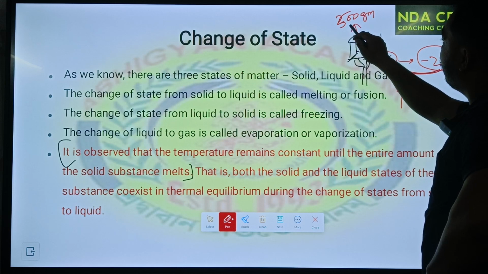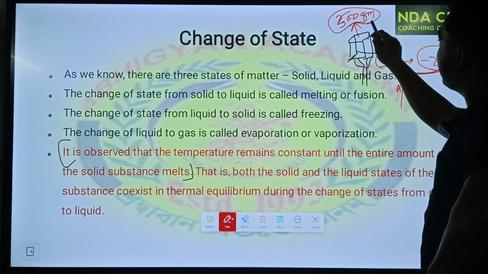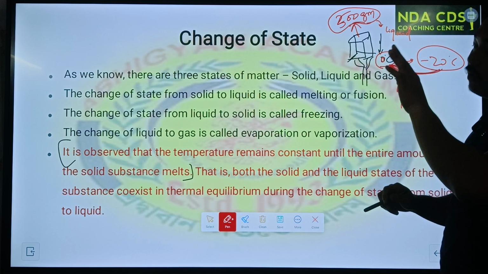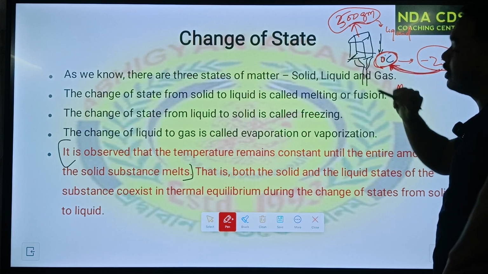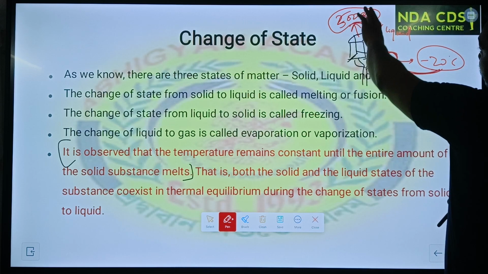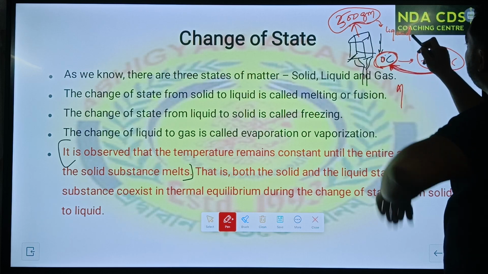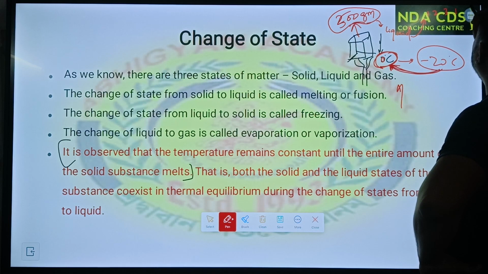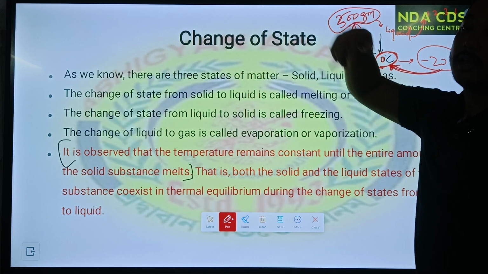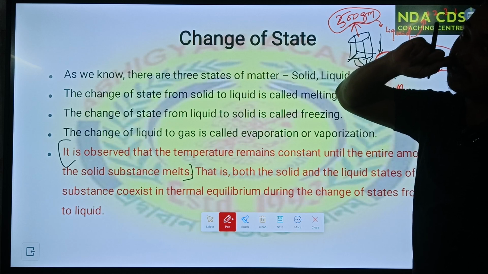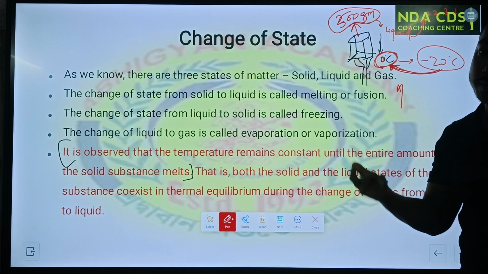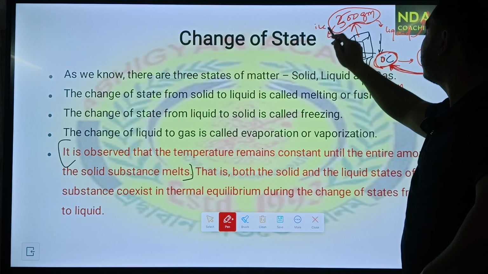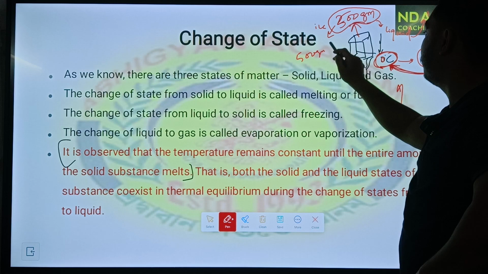Until and unless all this 500 gram mass of ice melts into liquid, it doesn't matter how much heat you provide, the temperature will always remain at 0 degrees Celsius. After the whole 500 gram has melted into liquid, then again the temperature will rise from 0 to 1, 2, 3, 10, 15, till 100. At 100 degrees Celsius, we know that liquid turns into vapor. That means it's the boiling point. 500 gram of ice has changed into 500 gram of liquid.